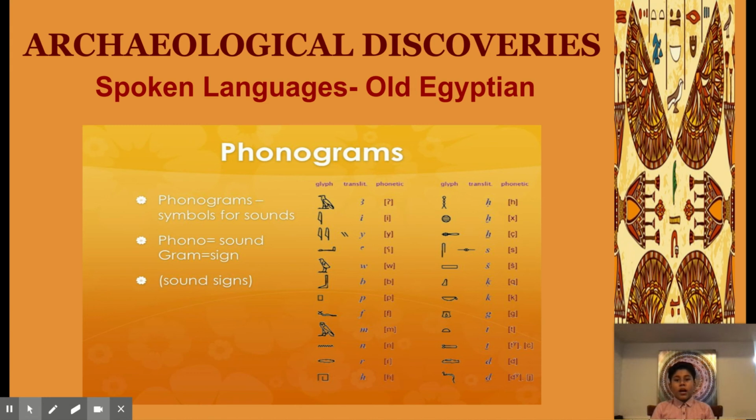It was mainly written using pyramid texts, and tombs also contained inscriptions in this language. Some of the distinguishing features of Old Egyptian also included ideograms, phonograms, and determinatives. Determinatives are symbols added to the end of a word to represent plural, very much like we add s to the end of an English word to make it plural.